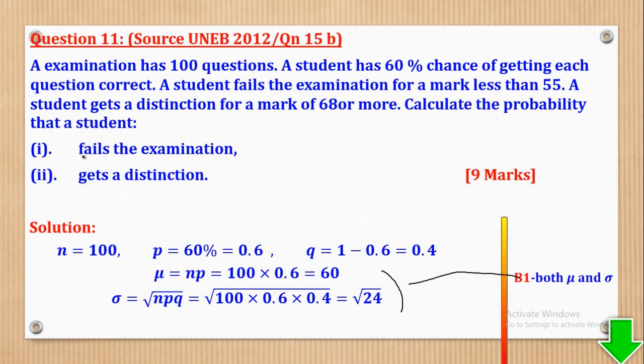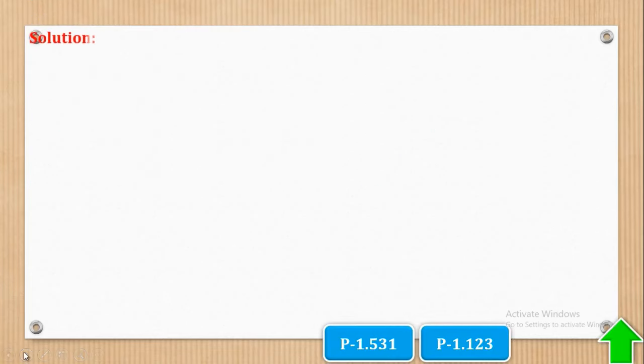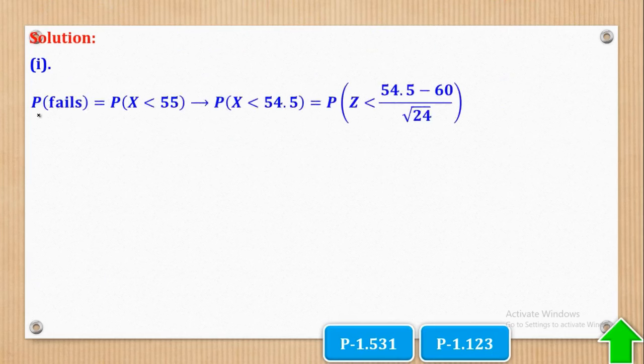Roman 1, the probability that a student fails the examination. Remember, failing means you get a mark less than 55. So this probability of failing is equal to probability of x less than 55. Then we do continuity correction. Now continuity correction, like we said, you can either add 0.5, so when I add 0.5, it will be 55.5, and when I subtract 0.5, it will be 54.5. Now the question is, should I add or subtract?